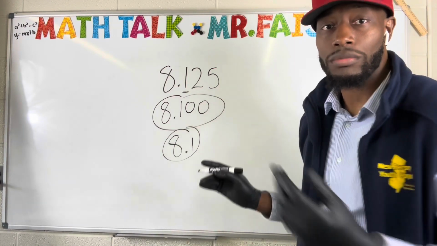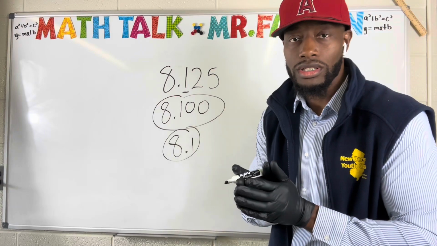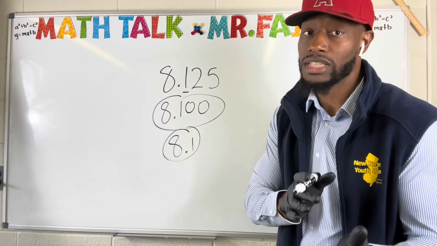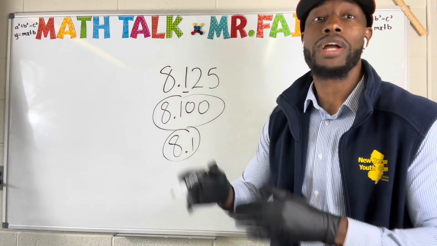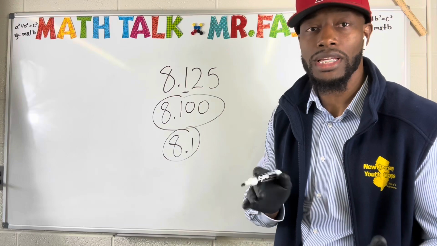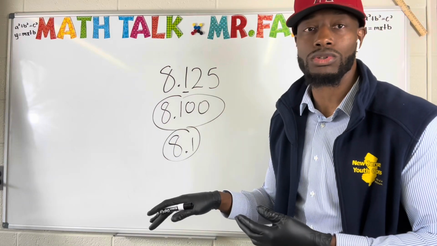All right? Remember, when we're rounding decimals, if it's 5 or more, we round up. If it's 4 or below, we keep it the same and turn everything behind it into zeros.